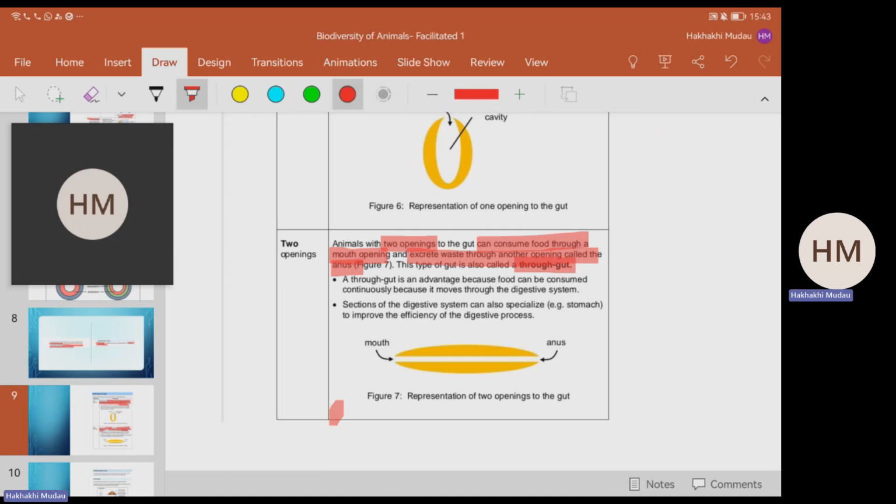They also mentioned that the sections of the digestive system can specialize to improve the efficiency of the digestive process. They can differentiate into other things to improve, for example, absorption of nutrients and absorption of water.